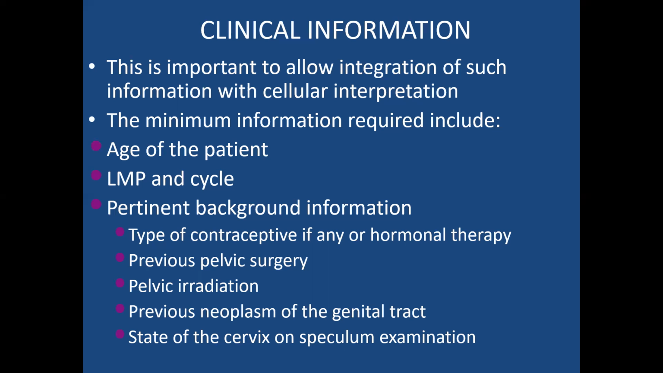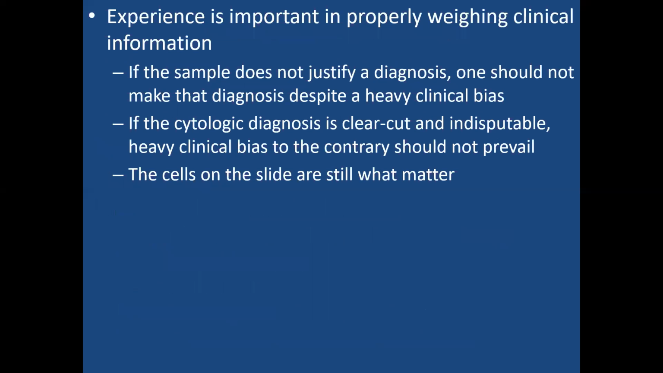So if I don't know that she's had any pelvic irradiation, once I see this, I'm most likely going to say this is malignant, because we have these very weird appearances. If I am aware, then I'll be cautious in saying something like that. So if she's had any previous cancer of the genital tract, we should know. State of the cervix on speculum examination, we should know. So these are the important clinical informations.